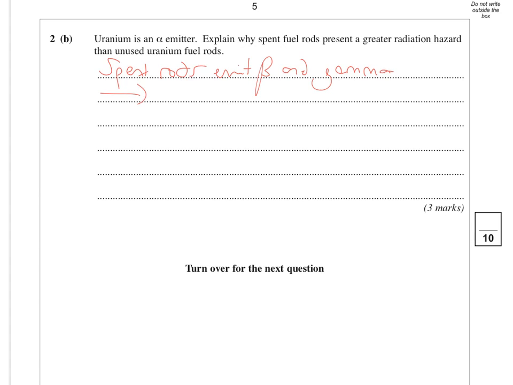Which means that they have a higher range, or in the case of gamma, a very long range, and so can damage cells' DNA, because they're able to penetrate through various boundaries that you may have and damage your DNA and damage body tissues and that kind of thing.